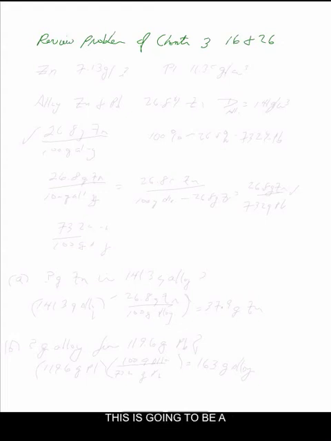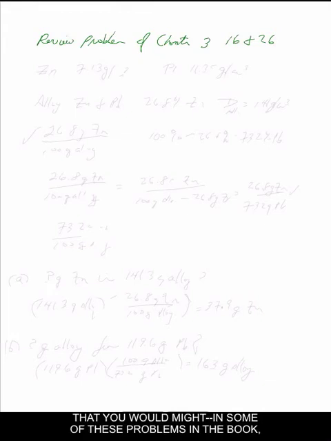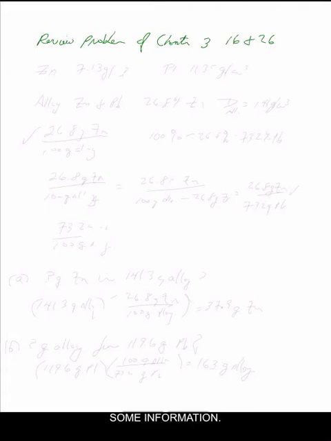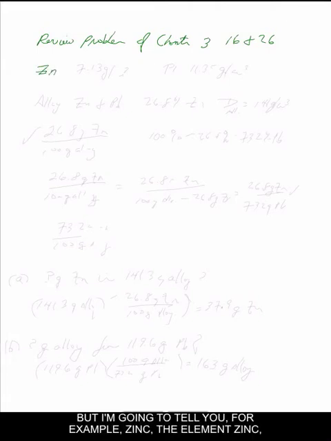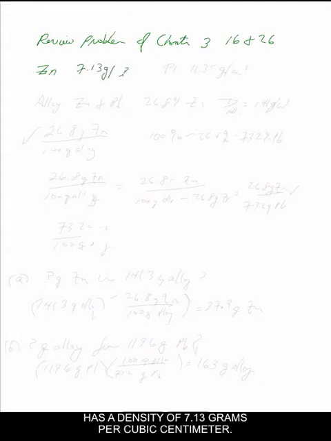This is going to be a typical kind of percentage problem in which we're going to be talking about an alloy. In some of these problems in the book, by the way, you might have to look up some information in a table of densities. But I'm going to tell you, for example, zinc, the element zinc, has a density of 7.13 grams per cubic centimeter, and the density of lead is 11.35 grams per cubic centimeter. I have a table of densities in the text, and you would find those densities there.